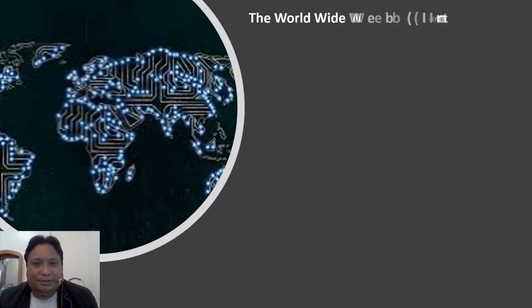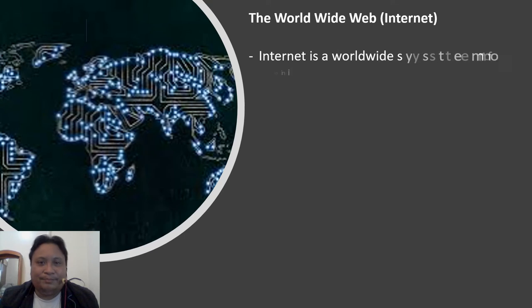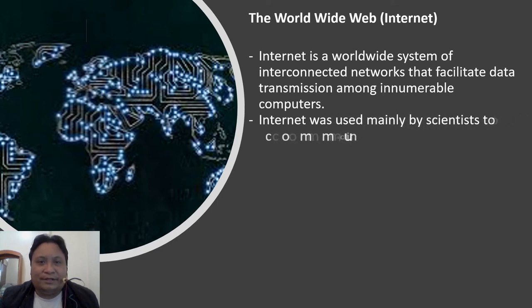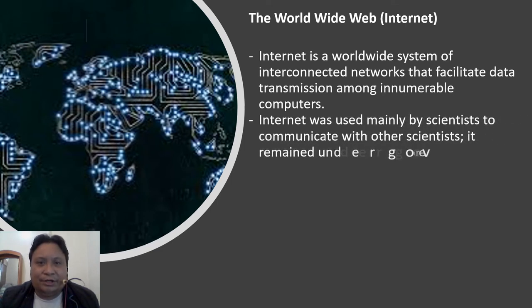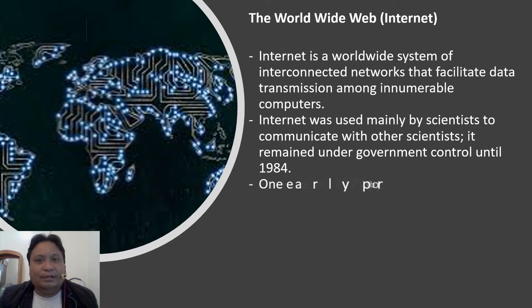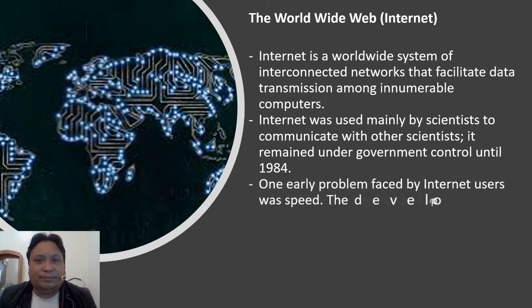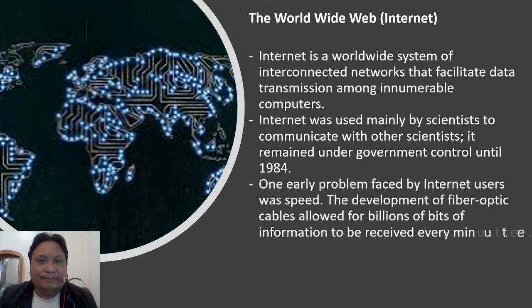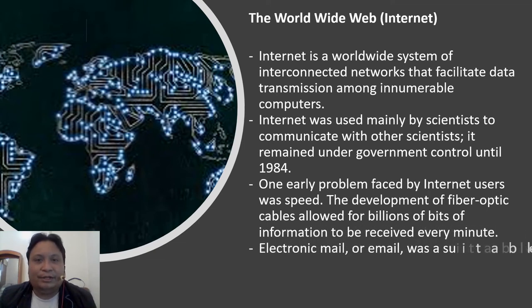Okay, so the next one is the World Wide Web, the Internet. So the Internet is a worldwide system of interconnected networks that facilitate data transmission among innumerable computers. Internet was used mainly by scientists to communicate with other scientists. It remained under government control until 1984.